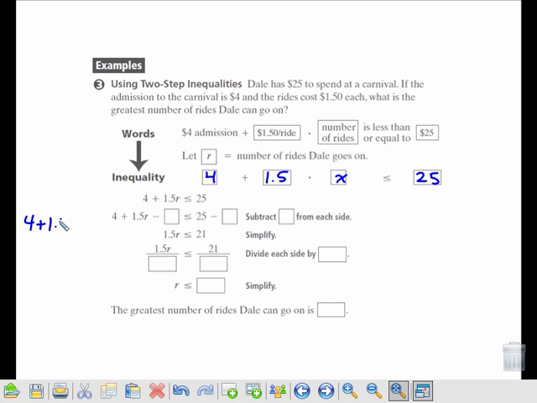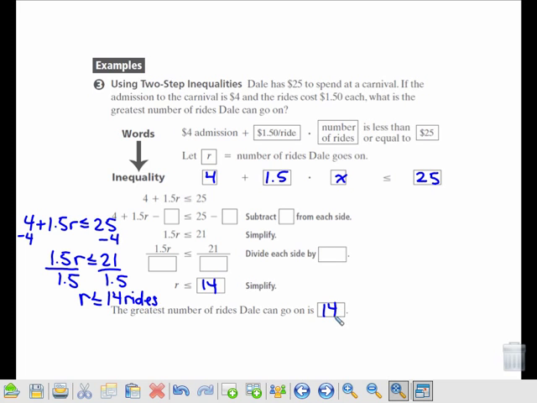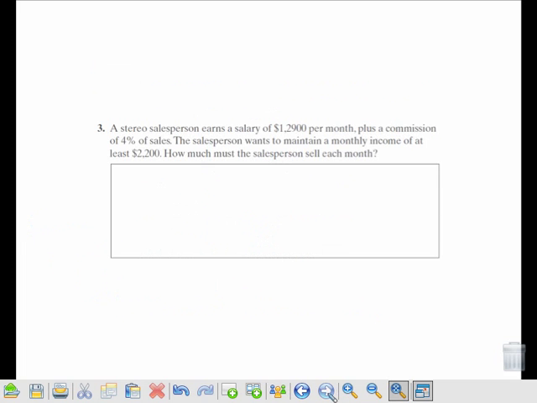So here, I'm going to rewrite it again. So I would have to get rid of 4 first, so I'm going to subtract 4 from both sides. So I have 1.5r is less than or equal to 21. Divide both sides by 1.5. R is less than or equal to 14 rides. So Dale can go on, at most, 14 rides if he has $25.